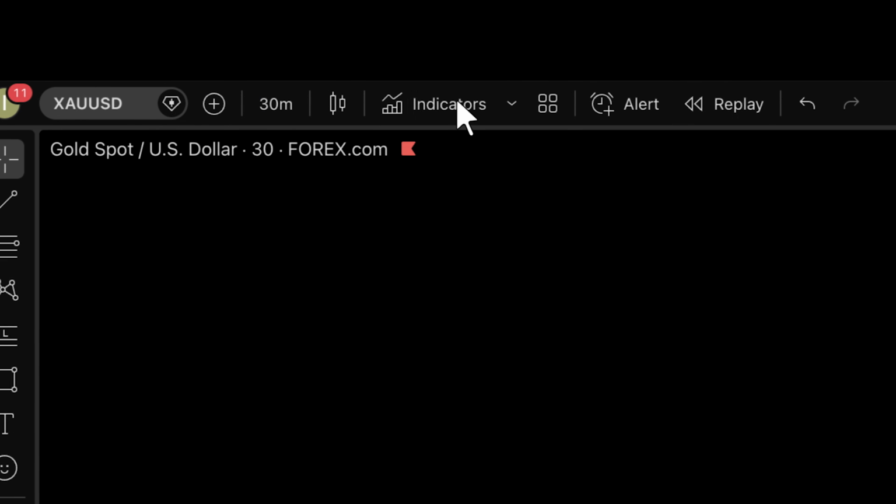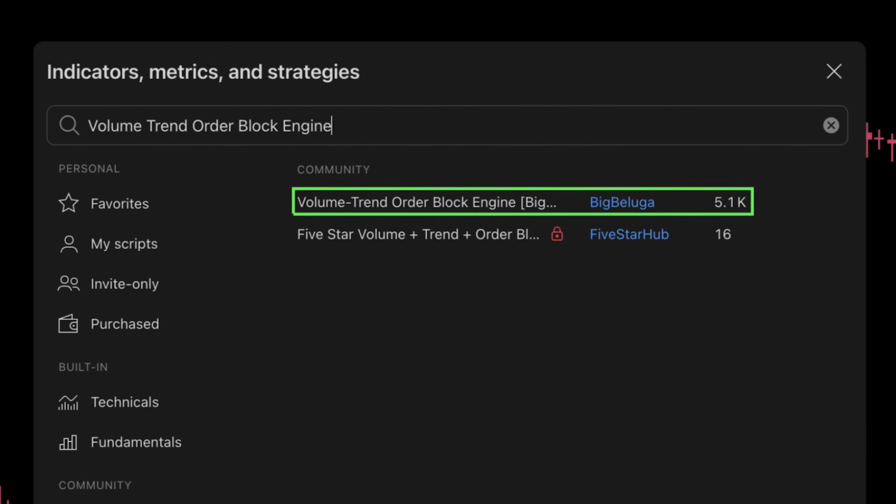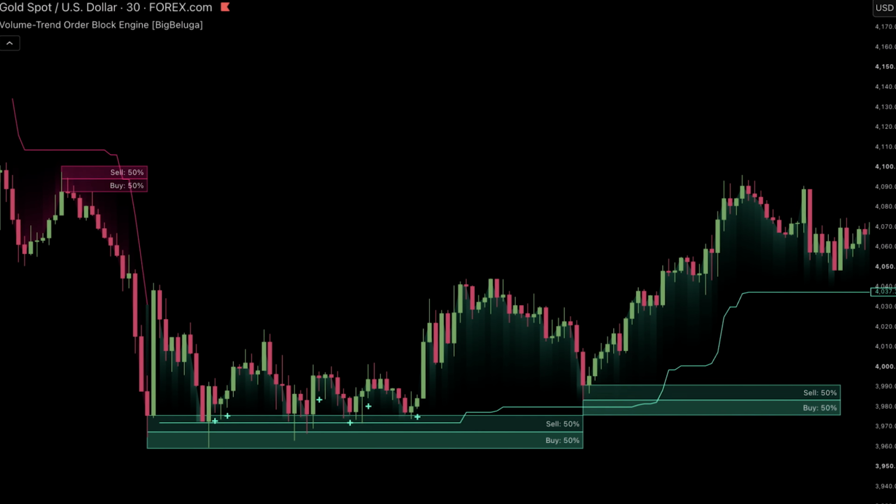Open up TradingView, click Indicators, and search Volume Trend Order Block Engine. You're looking for the one from Big Beluga. Click it, and it loads straight onto your chart.